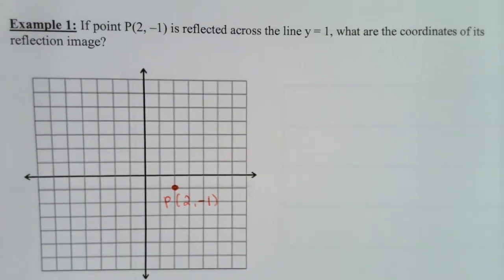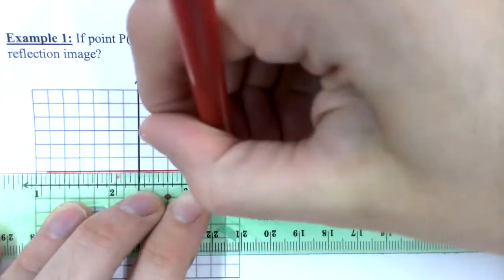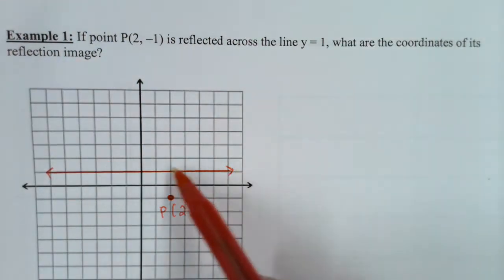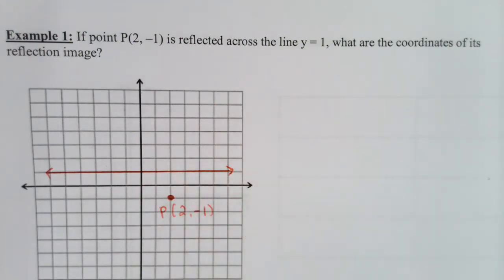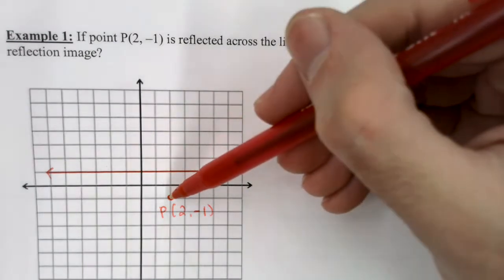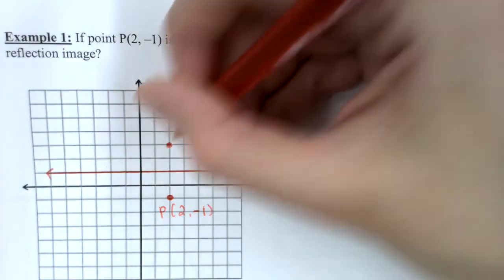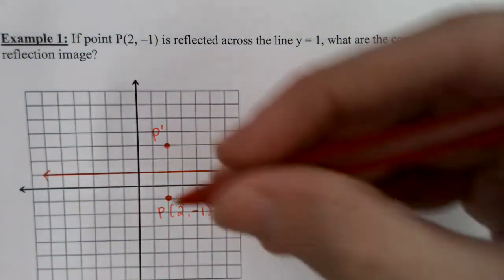Now, you need to think back to algebra. What does the line y equals 1 look like? It looks like a horizontal line at 1. Whenever you have y equals a number, it's a horizontal line at that number, okay? Because everywhere on this line, y equals 1. That's 0, 1, 1, 1, 2, 1, 3, 1, 4, 1. Y equals 1 everywhere on that line. So, if P is 2 below that line, then P prime is going to be 2 above that line, which is right there. So that is P prime. The coordinates are 2, 3.